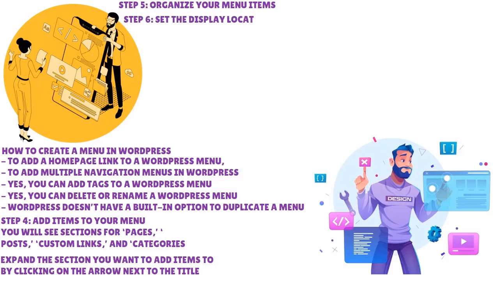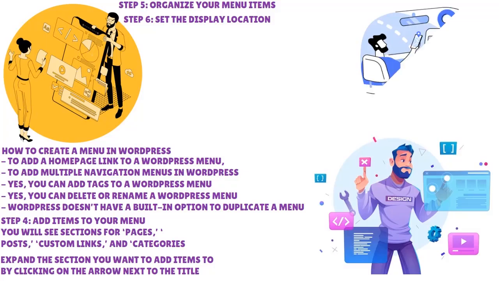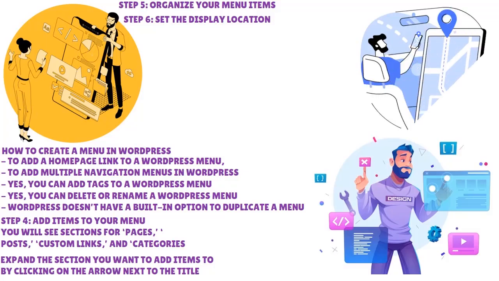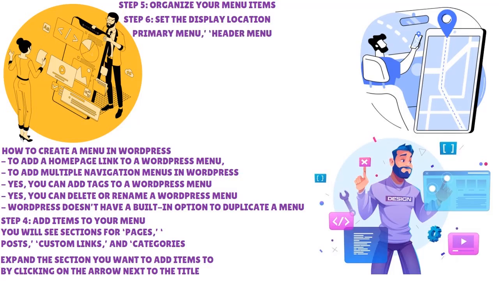You also want to set the display location. So in the menu settings section at the bottom of the page, select the location where you want your custom navigation menu to appear. Common locations include primary menu, header menu, or footer menu, and this depends on the theme's available menu locations. So it really depends also on your target audience and what they're used to seeing in your industry.